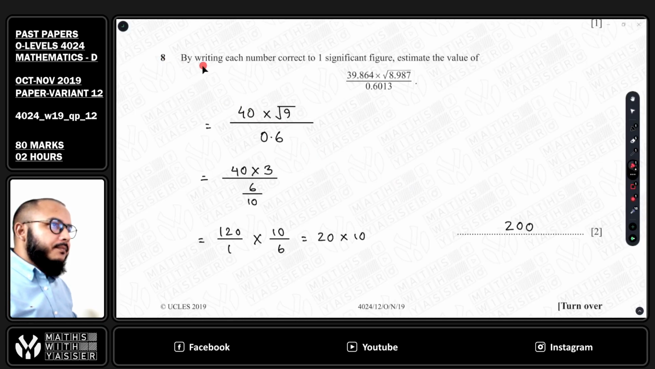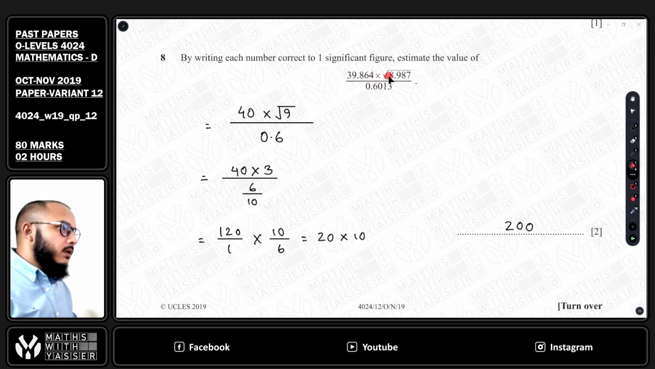Question number 8. By writing each number correct to one significant figure, estimate the value of this. So if I correct 39.864, I need to look into the second digit. Since this is greater than 5, that means the first digit will change to 4 and it will be 40.